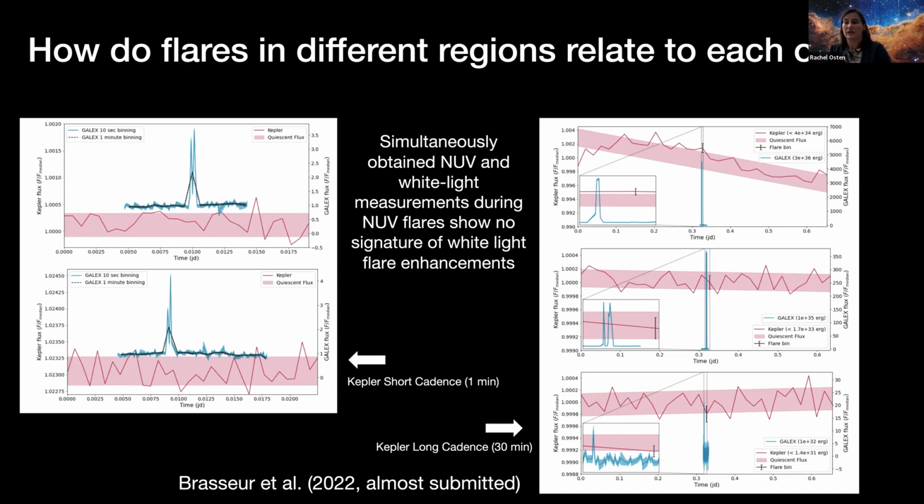So GALEX energies, flare energies of 10 to the 36 ergs down to a few times 10 to the 32 ergs, and we can put limits on how large the largest flare would be in the Kepler band that you wouldn't see, and that's indicated there in the graph.